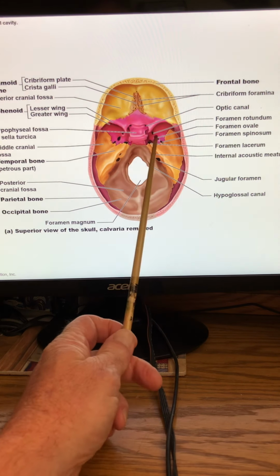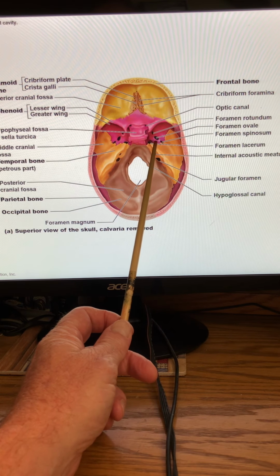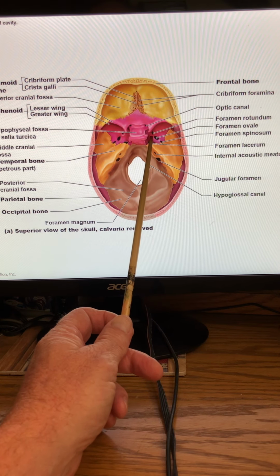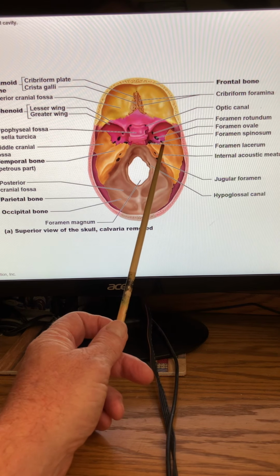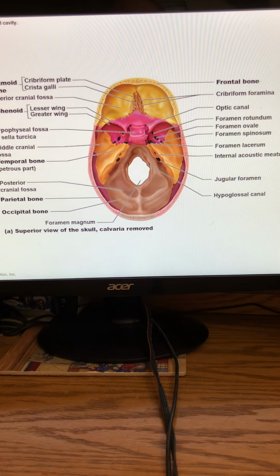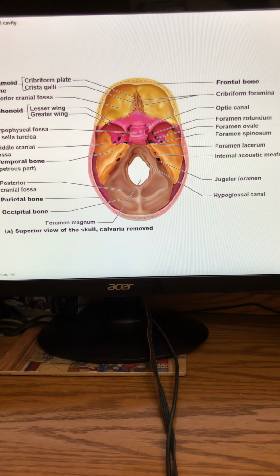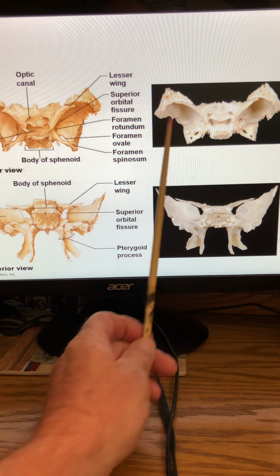Whenever I'm teaching this, I always try to find the oval hole first because it is unique and it is a very oval looking opening. The foramen rotundum, rotundum in Latin means rotund or round, and so the round hole, the oval hole, and then posterior and lateral to that hole is a hole that is called the foramen spinosum. Spinosum actually means spine-like, but it doesn't work with my analogy, so I'm just going to call that the tiny hole.